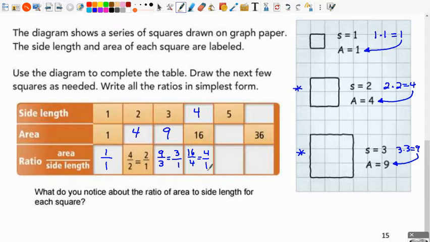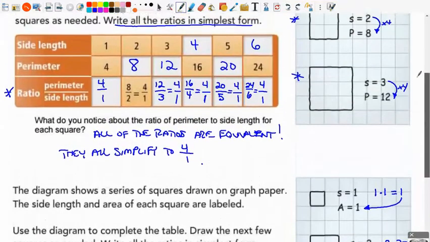If the side length was 5, 5 times 5 would give an area of 25. Area over side length is 25 over 5, which simplifies down to 5 over 1. And finally, they gave us a square with an area of 36. What number times itself is 36? Well, that's 6 times 6 was 36. So the area over side length here is 36 over 6, which in this case simplifies down to 6 over 1. So this time, what do you notice about the ratio of area to side length for each square?